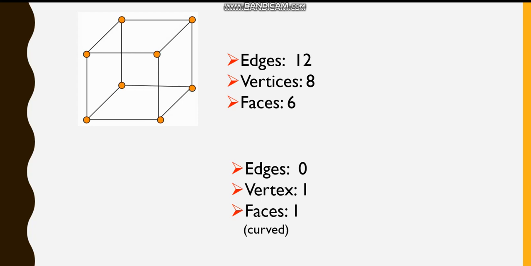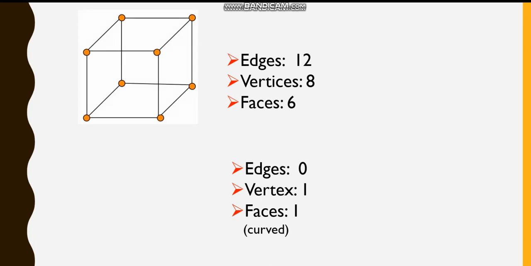And can you see the orange dots? Yes, so those are vertices. So there are 8 vertices in it. And can you see the faces: the side faces, and the back face, and the top face, and the front face, and the bottom face? So there are 6 faces in it. So a cube has 12 edges, 8 vertices, and 6 faces.